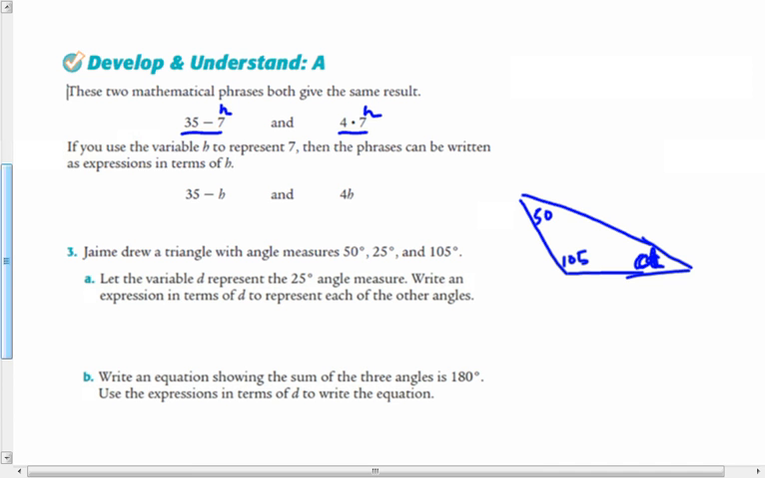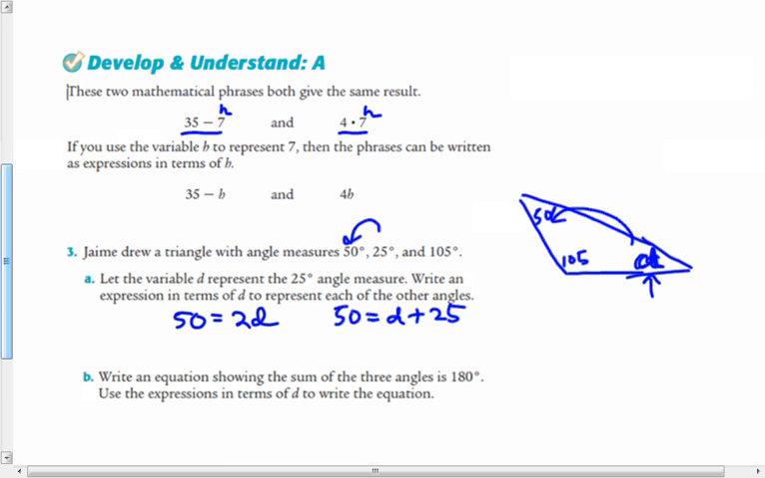Well, notice that 50 is twice 25. So if we call this d, one way we could do it is call 50 2d. So the 50-degree angle could be 2d, right? 2 times d is equal to 50. We could also use addition to show that. We could say d plus 25. Or we could also say d plus d.